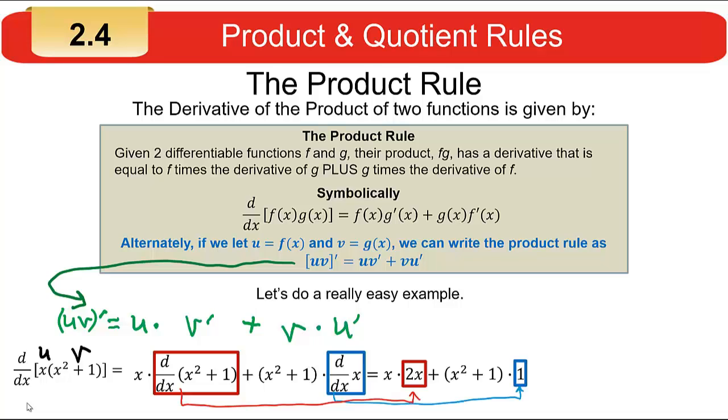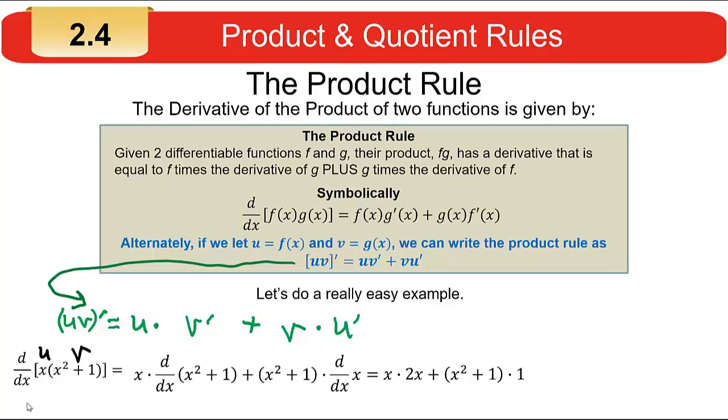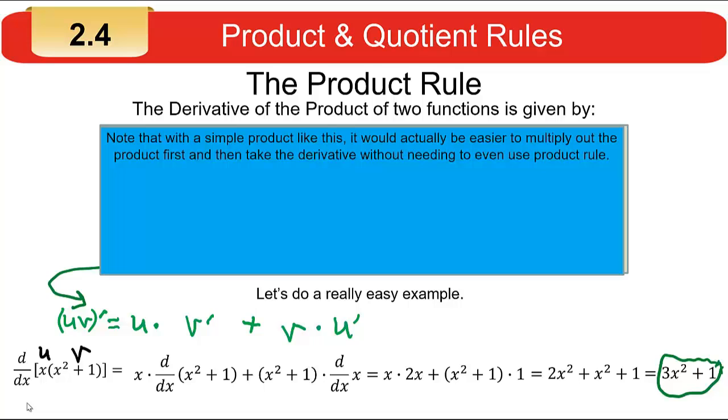So the derivative of x squared plus 1 by the power rule is just 2x, and the derivative of x is just 1. So when you've simplified it, you get x times 2x plus the quantity x squared plus 1 times 1. Now, of course, you simplify that a little bit more, and you get 2x squared plus x squared plus 1, which is 3x squared plus 1. Very simple example of the product rule.